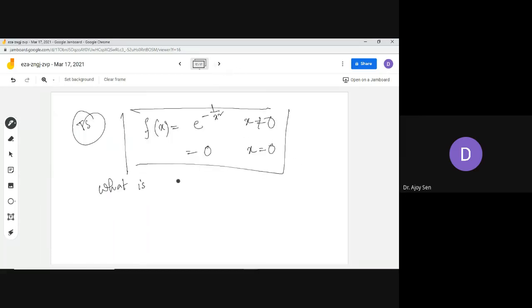So apart from this, do try for this function, what is the Taylor series of the function. This is your function defined in this way. So my question is, what is the Taylor series? Do find out the Taylor series, and do check whether this Taylor series is equal to the function. Do check and tell me whether the Taylor series of the function f is equal to the function. Whether it can happen.